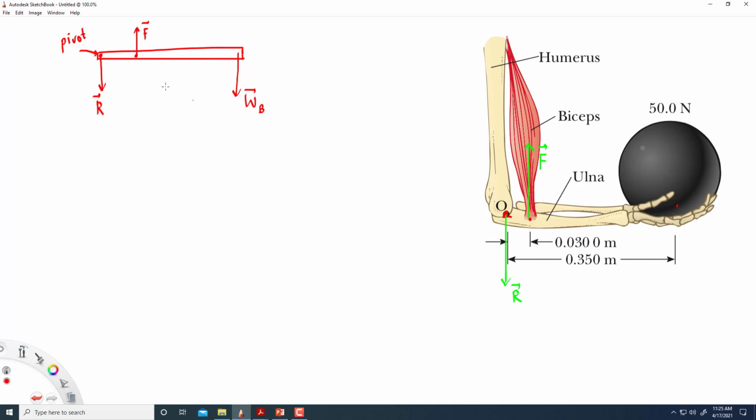Okay, and this distance is given, and also this distance is given. So here this system, which is your arm, is in static equilibrium. Okay, so this is number 2: apply the conditions for static equilibrium.